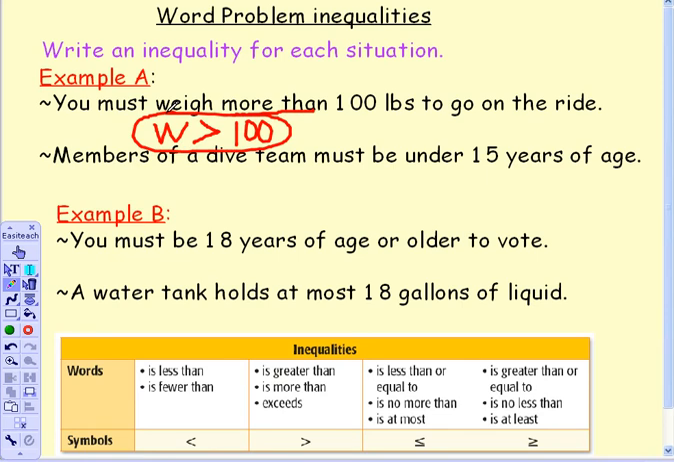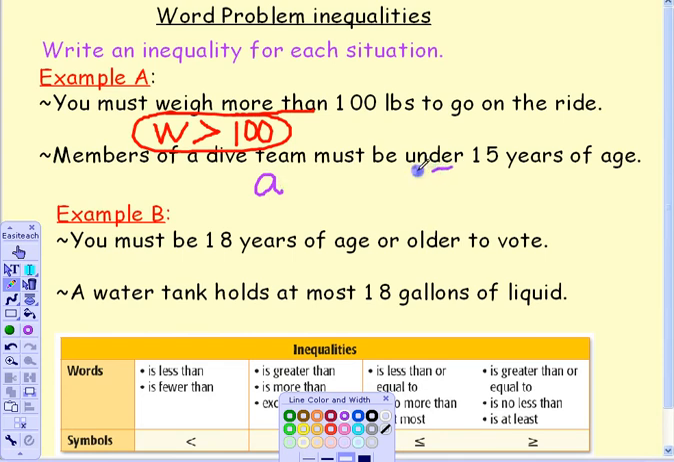Okay, so I picked a variable, and then I have the number 100, and then I also have that greater than symbol. On the bottom, the members of a dive team must be under 15 years of age. So their age is the part that we're looking at for the variable here. So age, we can just say letter A for age, must be under 15 years. So 15 is going to be our number. So under would be a less than, and 15.